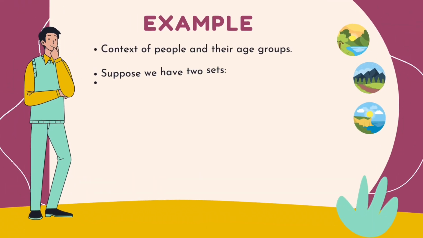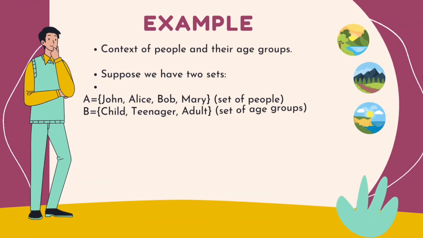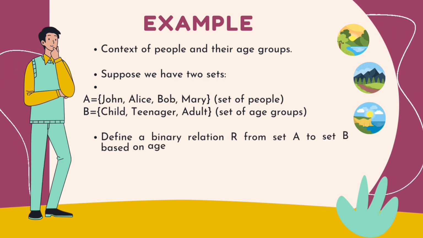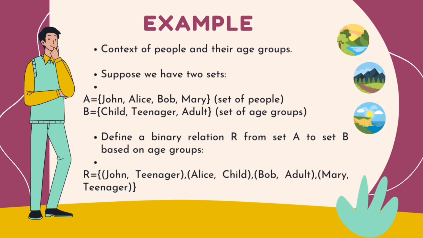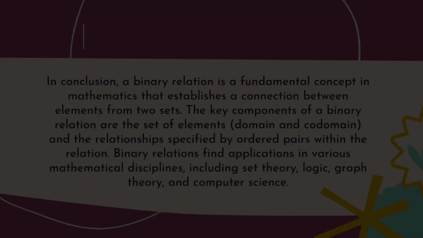For example, I'm going to talk about people and their ages. So here, we have to make two sets, which are the set of people as A and the set of ages as B. Next, we have to define the binary relation by name and age together.